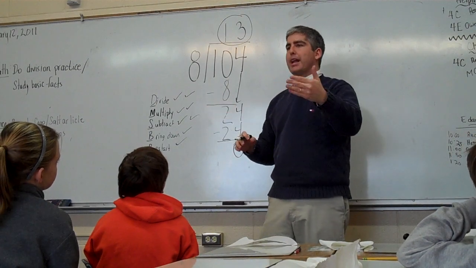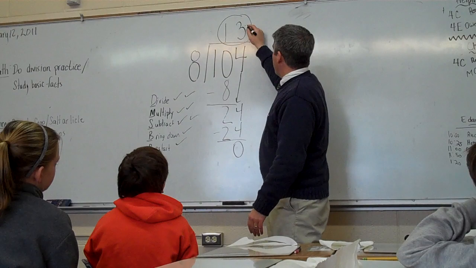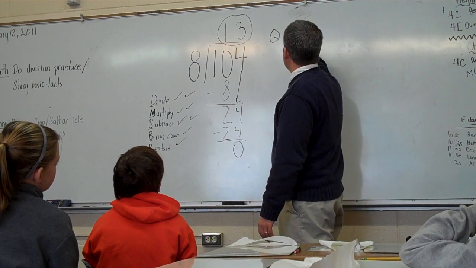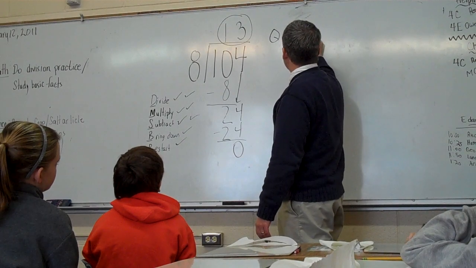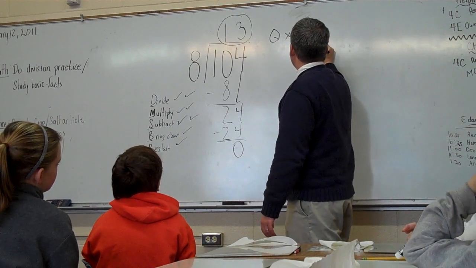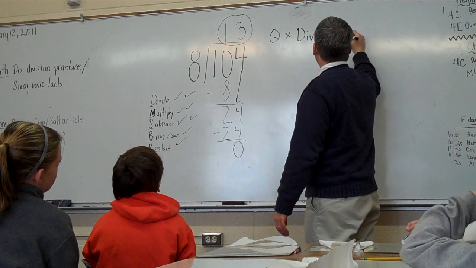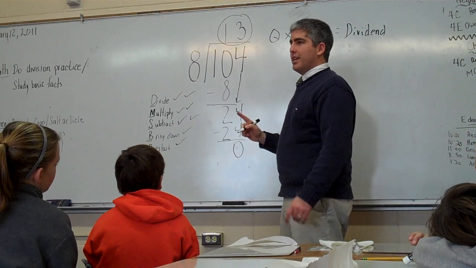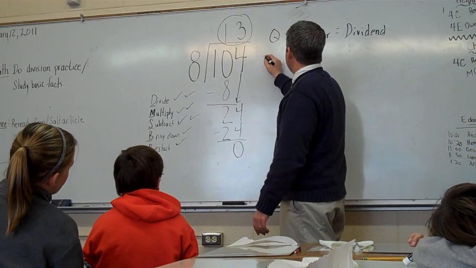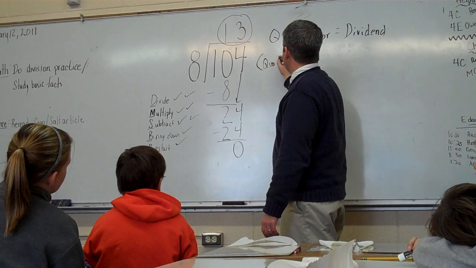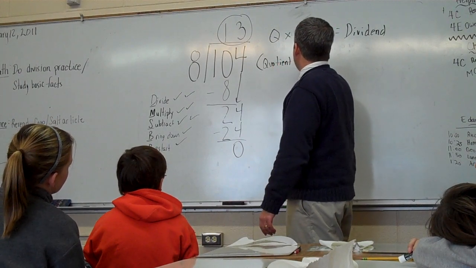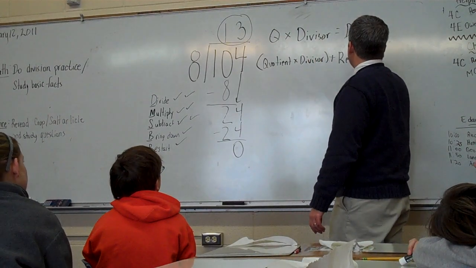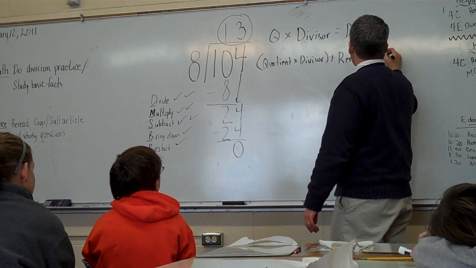But we'll talk more about it tomorrow. So you take your quotient, and I'm going to write a little formula for you. Quotient times divisor should equal your dividend. Now, if you have a remainder, you do quotient times divisor plus remainder equals your dividend.